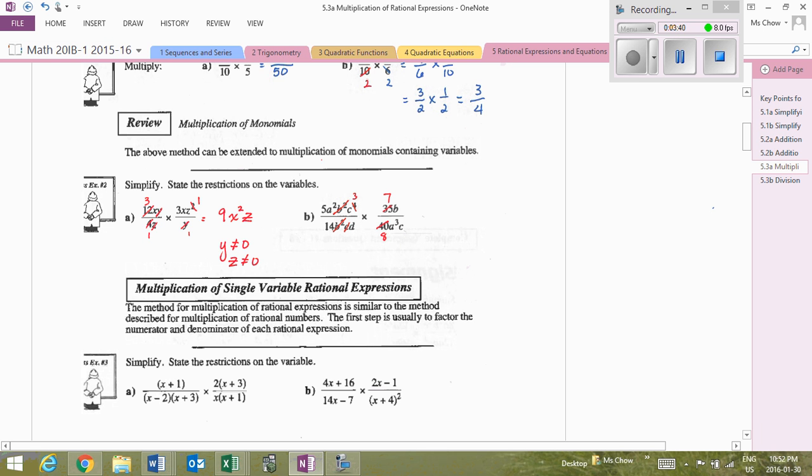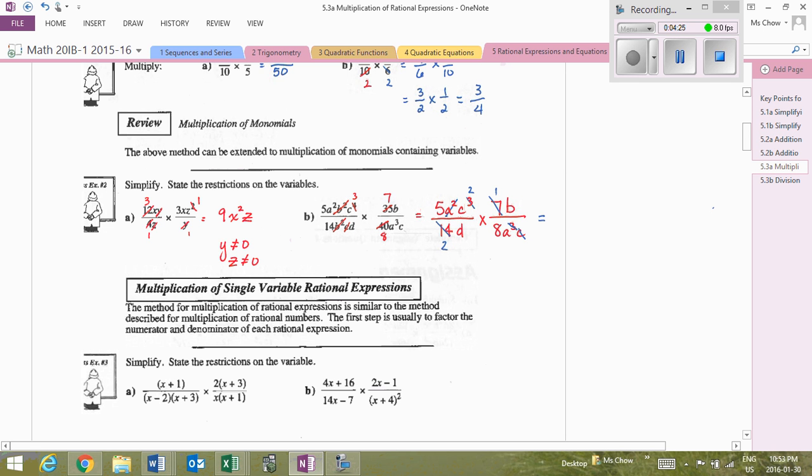If you're feeling that it's starting to get messy on you, then feel free to rewrite it. So we've now got 5a squared c cubed over 14d times 7b over 8a cubed c. And so then we're looking at, let's change the color here, so 7 over 14 is 1 over 2, and we can also take out this c with one of these, so it's c squared, and then a squared and a cubed, so that leaves me with 1 more a here. So I think that should be it.